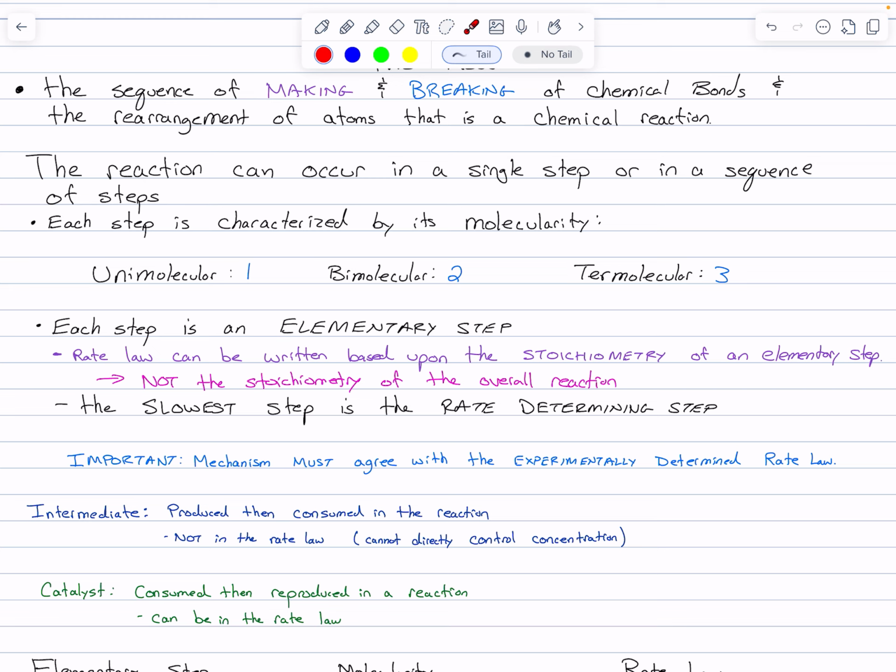And so when we see reactants go into products, we're now talking about this arrow. Intermediates are produced and then consumed. And they're not in the rate law. They can't be in the rate law because we can't control their concentration directly. Catalysts, we've already talked about what those do, right? Catalysts are consumed in the reaction sometimes and then reproduced. And they can be in the rate law because we can control how much catalyst is there.